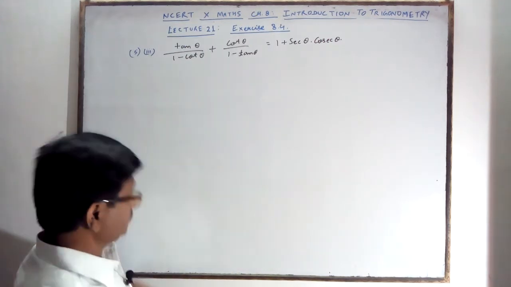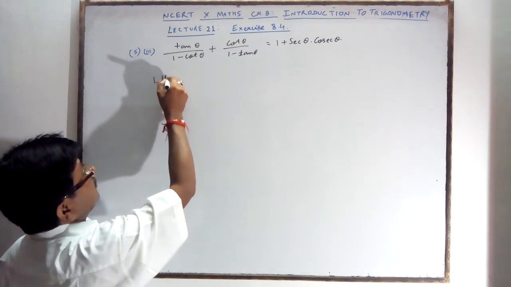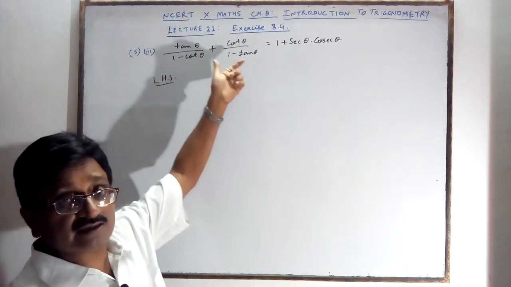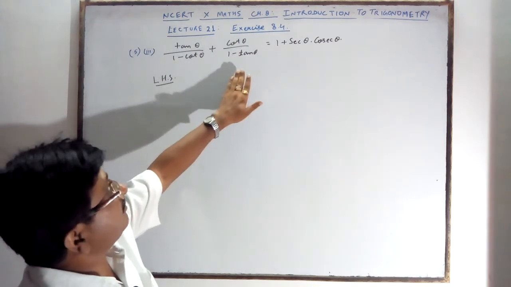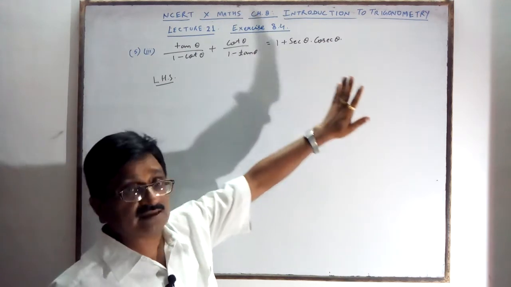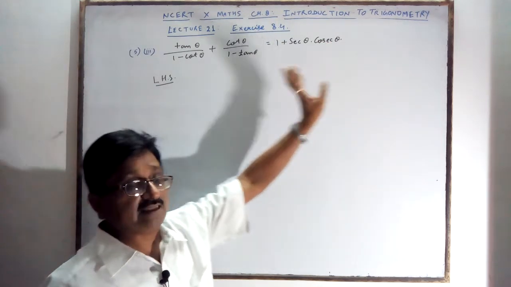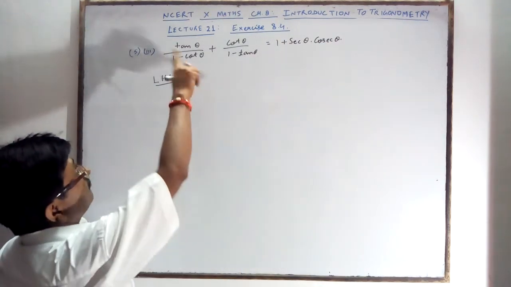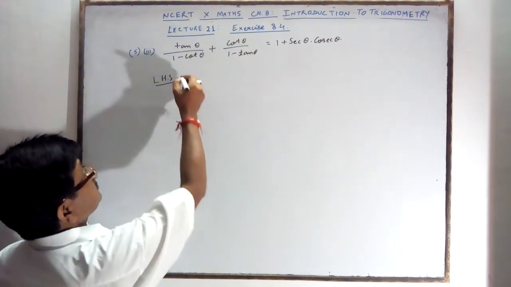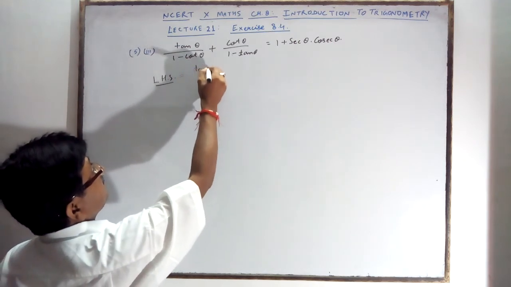What I have told you. So first of all, you will write down the LHS of this. What is given here? Tan theta upon 1 minus cot theta plus cot theta upon 1 minus tan theta is equal to 1 plus sec theta into cosec theta. You will get sec and cosec by sin and cos. So first you change all the trigonometric ratios given into the form of sin and cos.